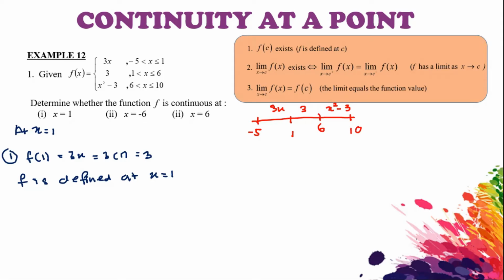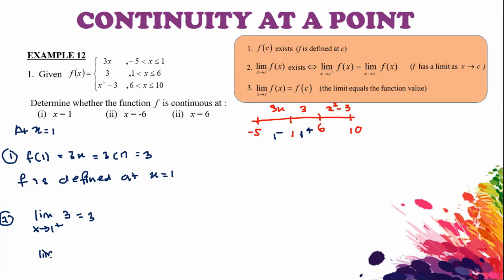So the second condition is the limit from the right must be equal to the limit from the left. This is the most important thing. You have to know which one is the function. So we have x approaches 1 from the right. Which function is 1 from the right? You can see from this number line here, we have 1 here. So this is 1 from the right, while this one is 1 from the left. So the function 1 from the right is 3. So the limit as x approaches 1 from the right of f(x) equals 3. A constant here, so this will equal 3.